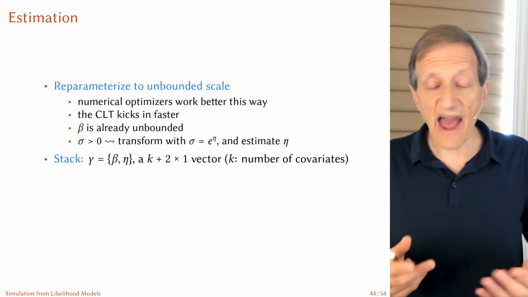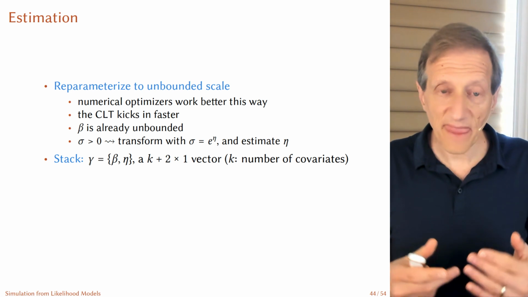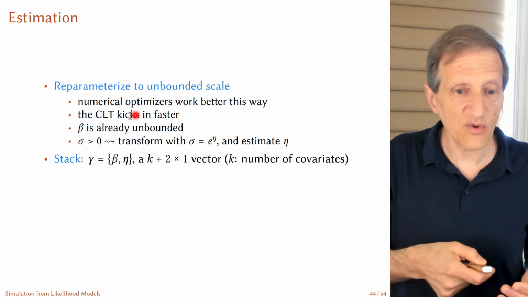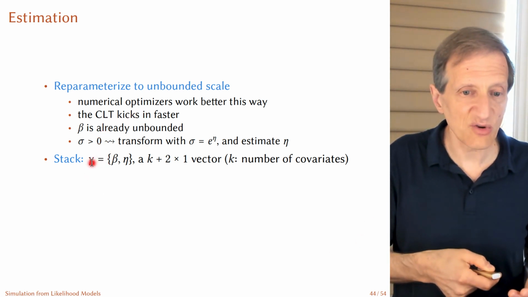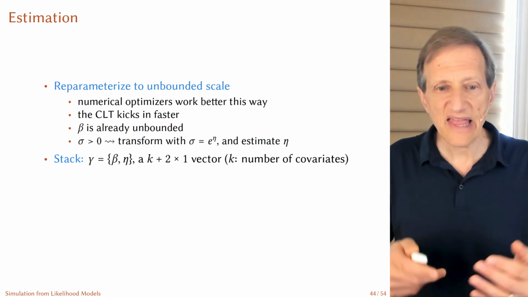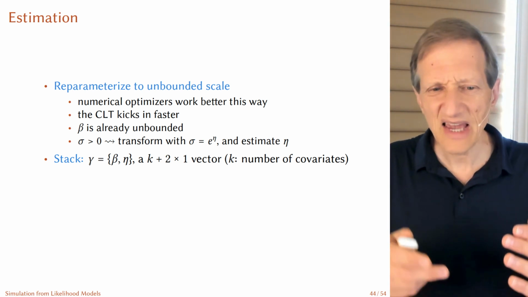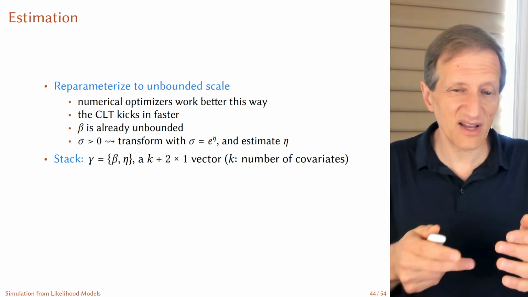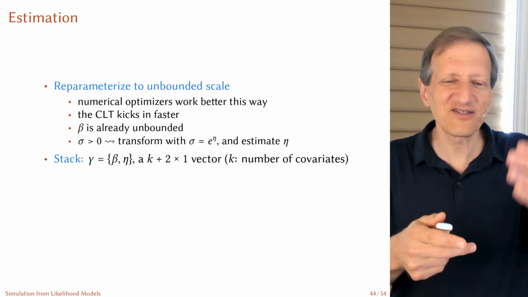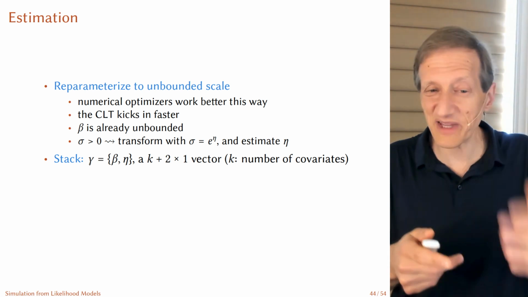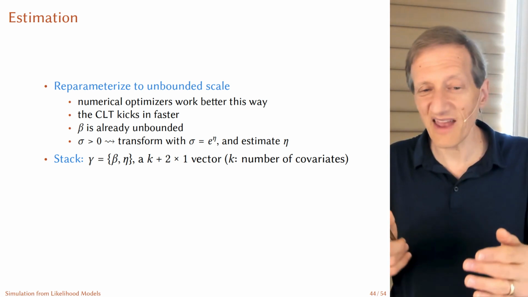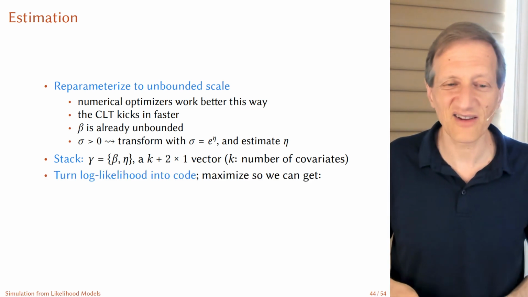Well, let's stack up the betas and the etas and put them together, and we have gamma. So we'll just put them all together, makes it easier. That's a k plus 2 times 1 vector. Why is that? Well, it's k for the betas, the number of explanatory variables, plus 1 for the constant term, plus 1 for the eta. Okay, so however you want to calculate that.